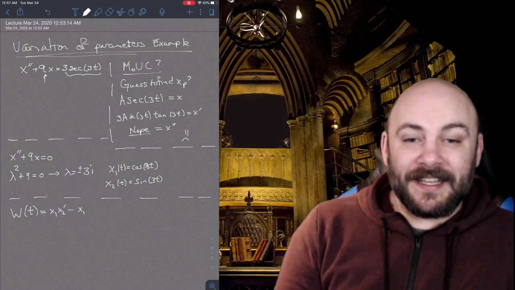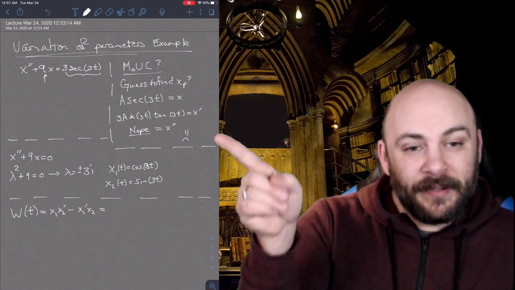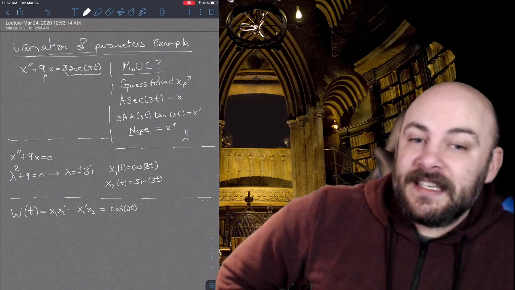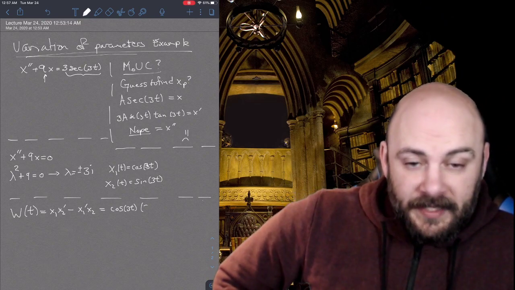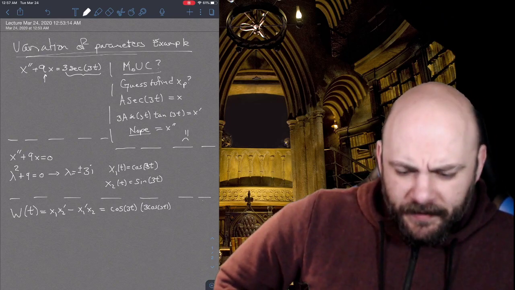The Wronskian is x1 x2 prime minus x1 prime x2, and we can do that with our equations right here. So x1 is cosine of 3t, and x2 prime is 3 cosine of 3t. Cool, I can write that down slowly. I write very slowly with the stylus.